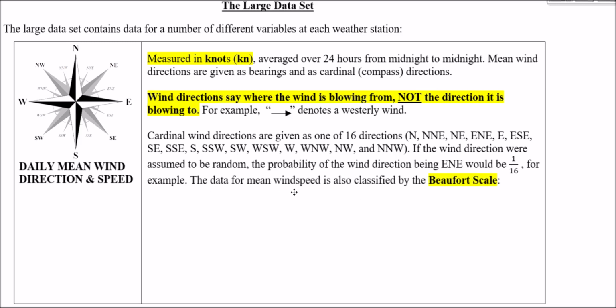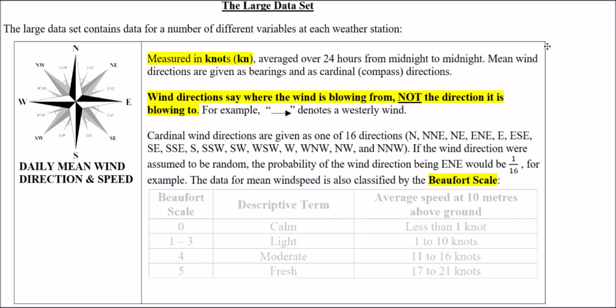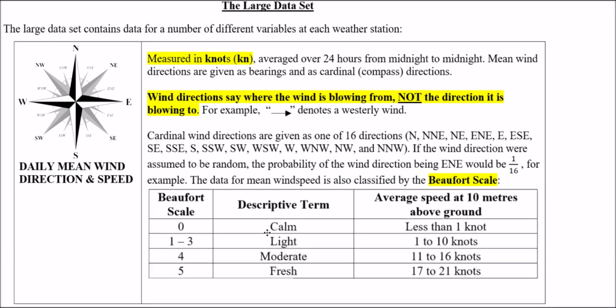The data for the mean wind speed is also classified by the Beaufort scale as well, which has a list of different numerical values relating to things that can be observed at the time. So, a Beaufort scale of 0 means absolutely calm. The wind speed is less than 1 knot, can barely feel any wind. From 1 to 3 is a light wind or light breeze. Moderate means you can definitely feel a wind is blowing. And 5, 17 to 21 knots, that's a fresh wind, that's quite windy. Not that I'm very scientific when it comes to describing the weather, as you can no doubt tell.